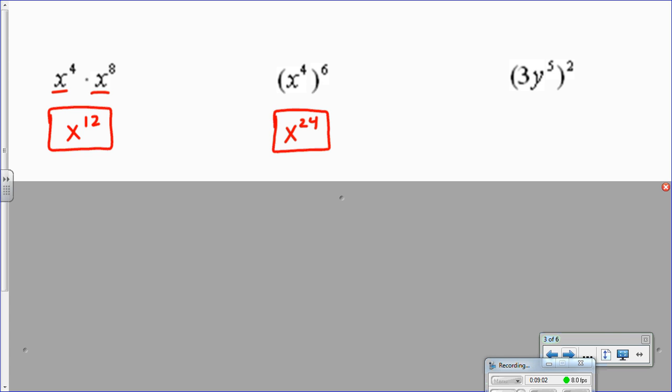Same kind of thing here. I have 2 different bases though. I have a 3 and a y. So I have to distribute that 2 to both bases. So 3 is a number, but that's still a base. Your bases can be numbers or variables. Okay, so I have 3 to the 1st times 2, and then y to the 5th times 2. So that is 3 squared times y to the 10th. Now 3 squared, that's a small enough number for us to evaluate, so I'm going to write that as 9. So the answer would be 9y to the 10th.